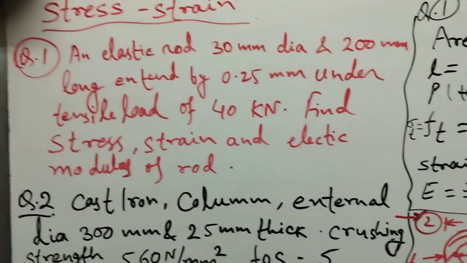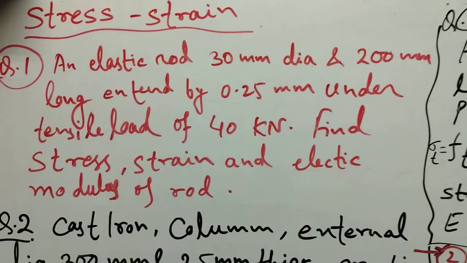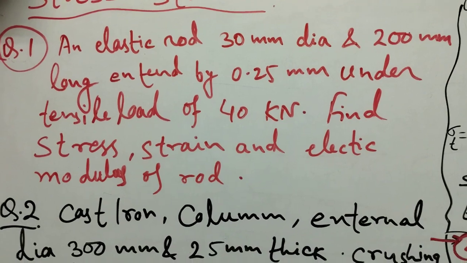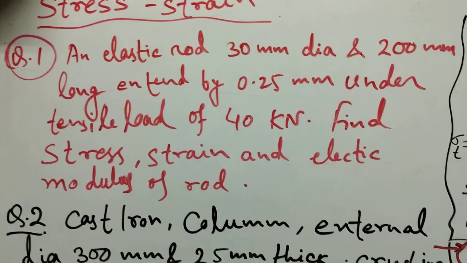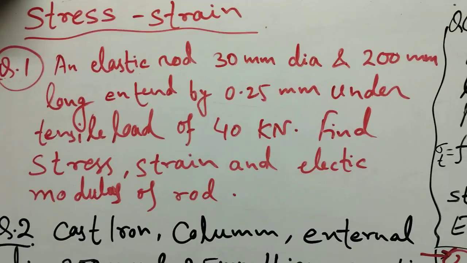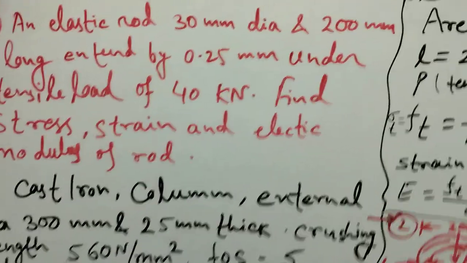Today's stress-strain question: an elastic rod, 30 mm diameter and length of 200 mm, is extended by an applied load of 40 kN, and the extension is delta L equal to 0.25 mm. Find out the stress, strain, and modulus of elasticity.